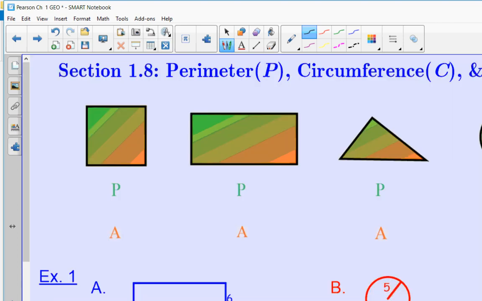Okay. Section 8 is dealing with perimeter and circumference and area. These are just things of a geometrical figure that we need to know. Okay. So perimeter just means the outside edges of a figure. So we'll start with a square. The outside edges added together. Okay. Now, I'll call the side S.